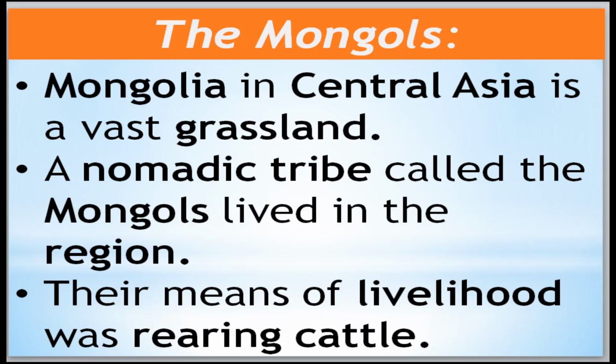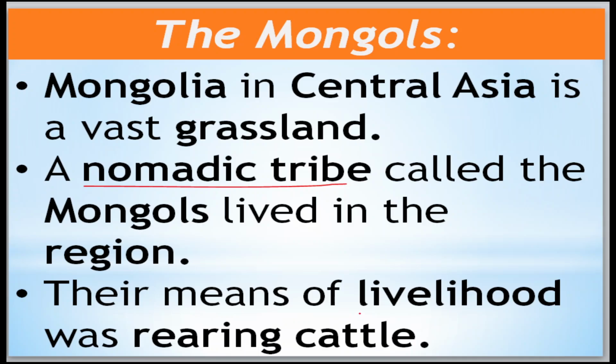Now come to the Mongols. Mongolia in Central Asia is a vast grassland. There lived a nomadic tribe called the Mongols. Nomadic means they do not stay in one place. They travel for their livelihood, in search of food, from place to place.